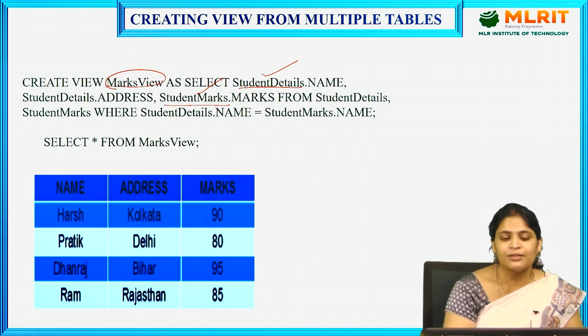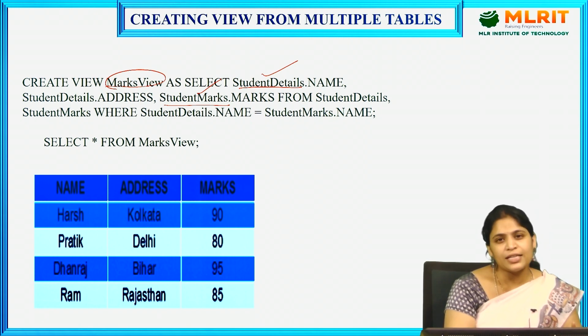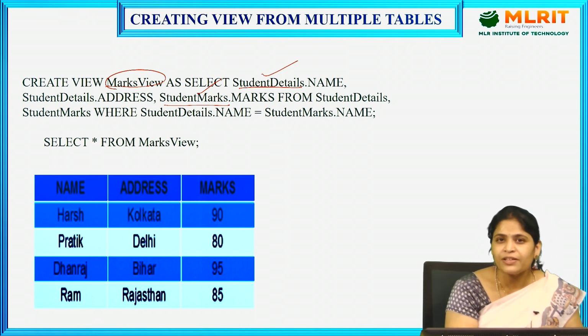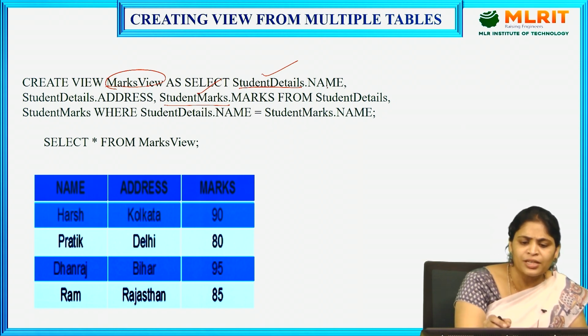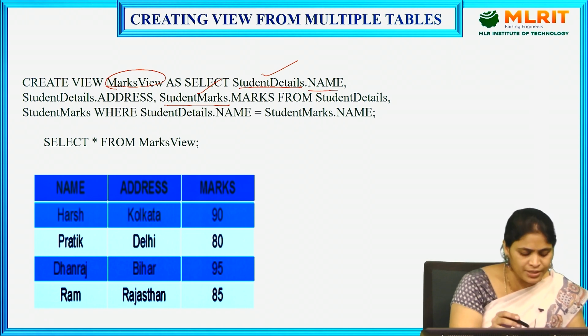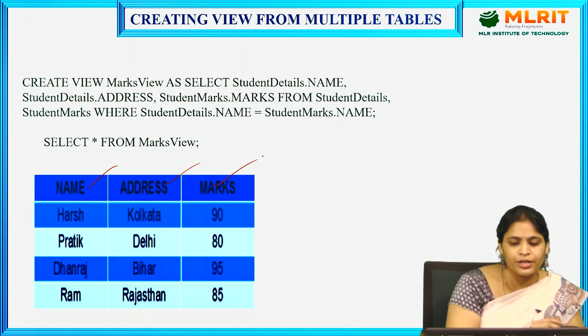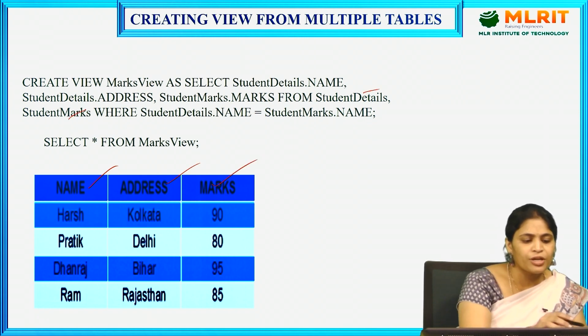That is the reason this view is called a complex view rather than a simple view. A simple view is a view that can be created by using only a single table. Here we have referred to 2 different tables and we are retrieving the data from them, which comes under complex view. The 3 columns, name, address and marks, are retrieved from the student details table and the student marks table.